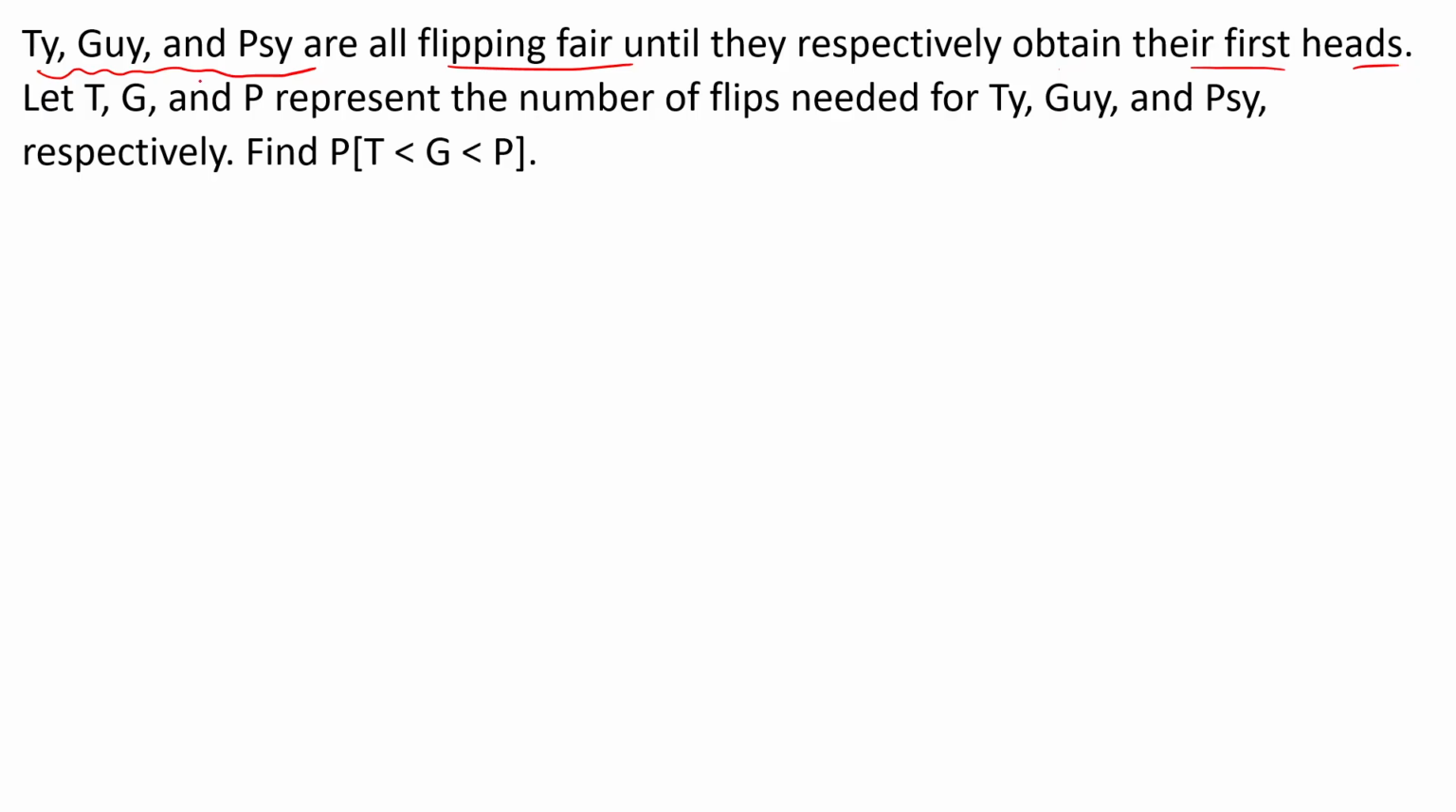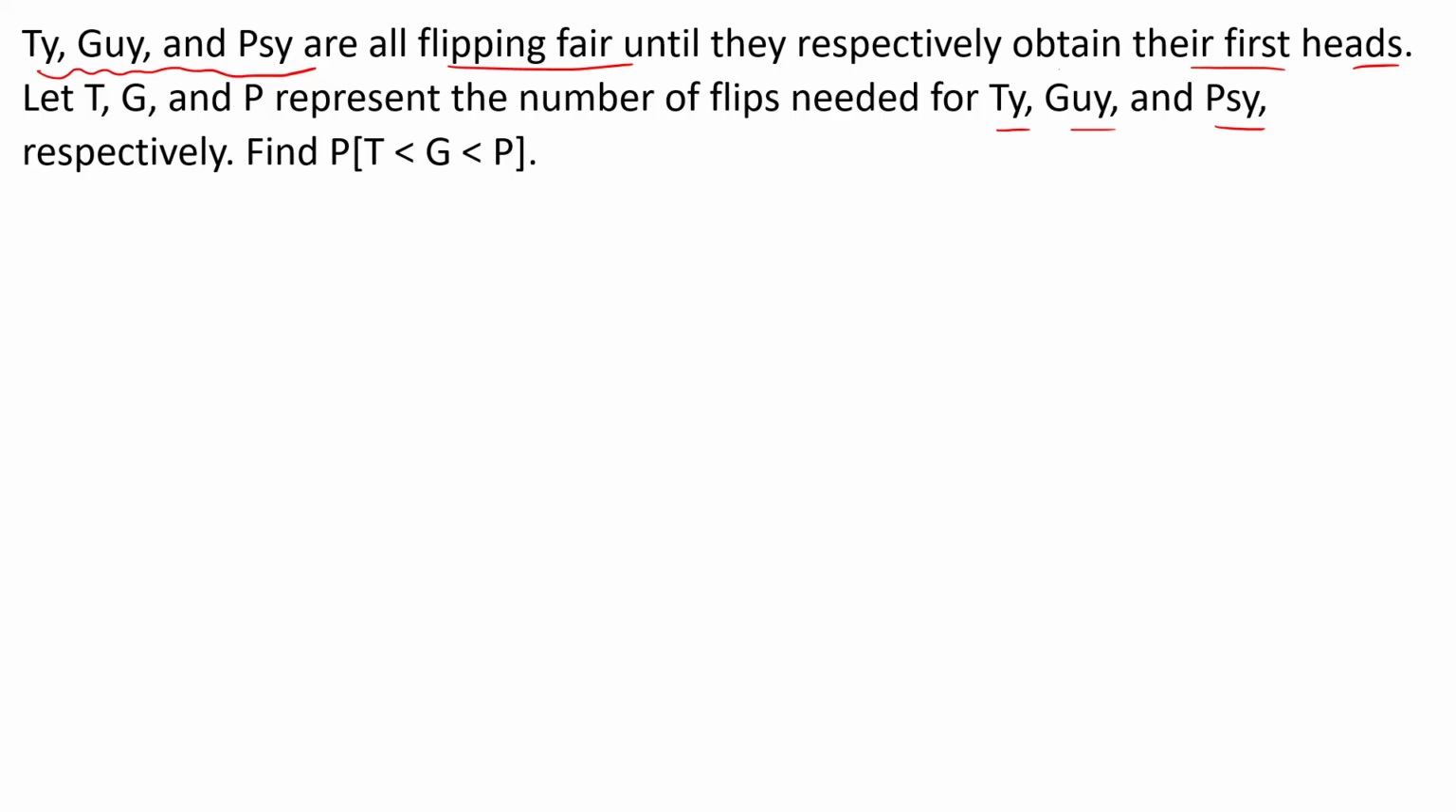Let T, G and P represent the number of flips needed for Tie, Guy and Sai to obtain their first head. We have to figure out the probability that T is smaller than G is smaller than P. So Tie gets a head first, then Guy, then Sai. What is the probability of that happening? We are interested in T less than G less than P.